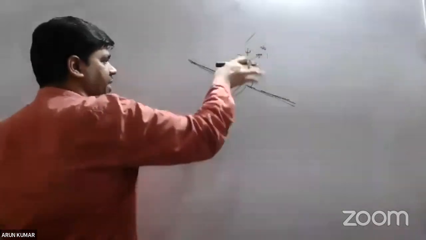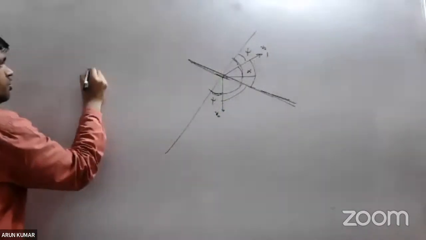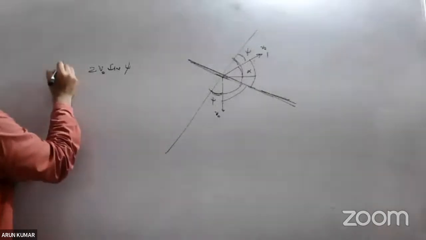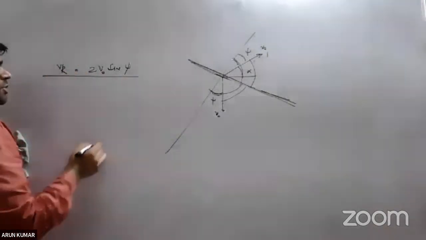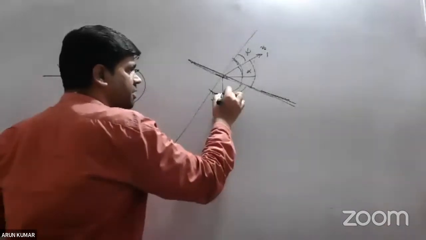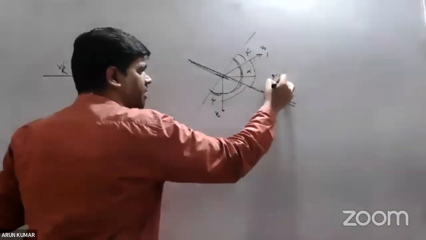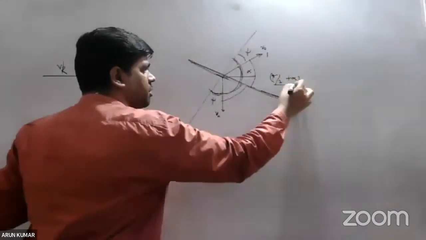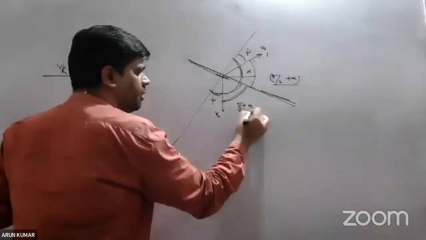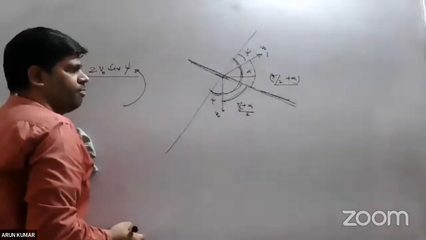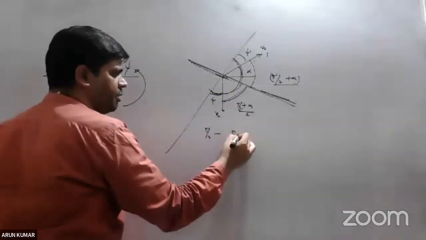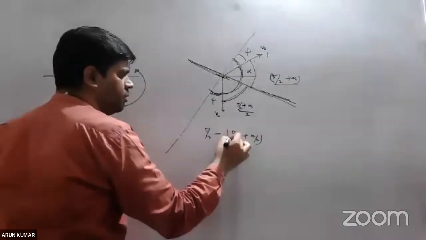Now, V naught sin psi, V naught sin psi, so 2 V naught sin psi is my resultant. Plug in sin and I'm done. How do I get psi? See, this total angle is pi by 2 plus alpha. So what is the half angle? Pi by 2 plus alpha by 2. What is psi? This is pi by 2 minus pi by 4 plus alpha by 2.